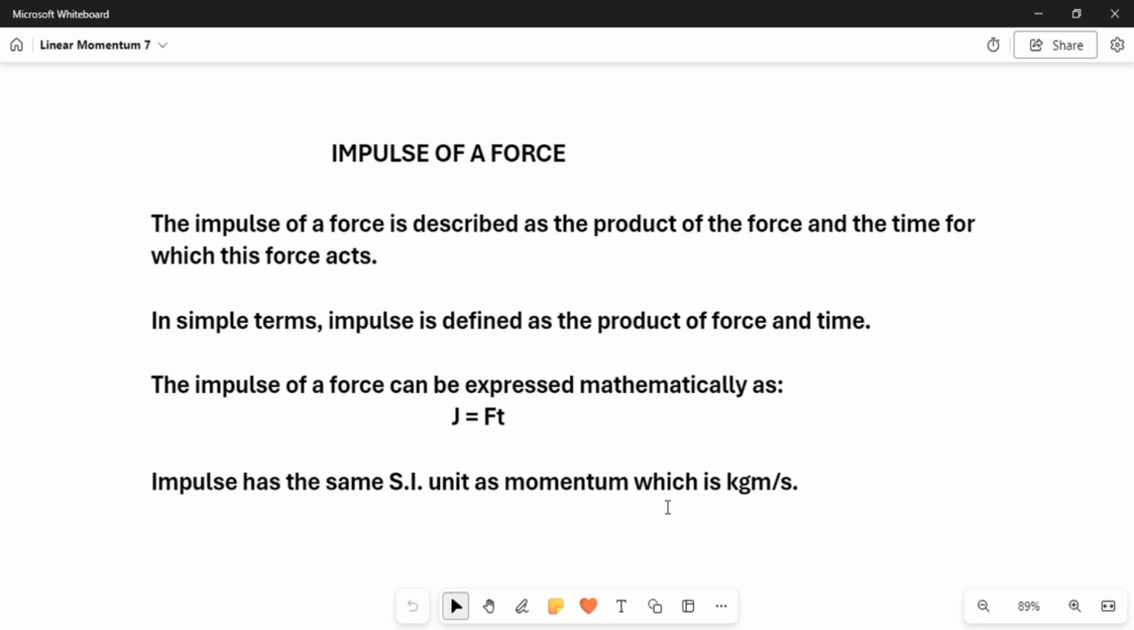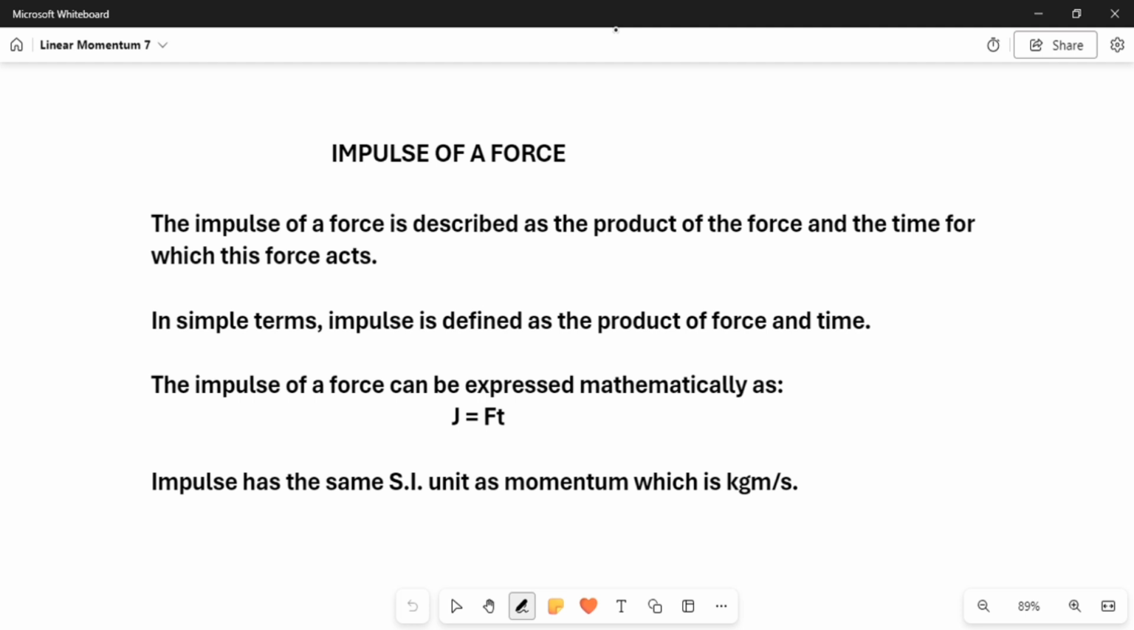So when we say impulse of a force, impulse of a force is a term that's quite related to the linear momentum of an object. I will define the impulse of a force as the product of the force and time for which the force acts. So if an object is experiencing a force, the force will act for a period of time. The time for which that force acts on the object is what we refer to as the impulse. So it's the product of force and time in simple terms.